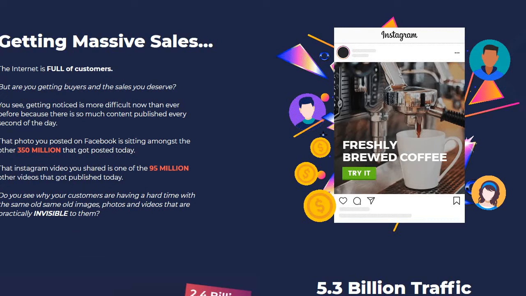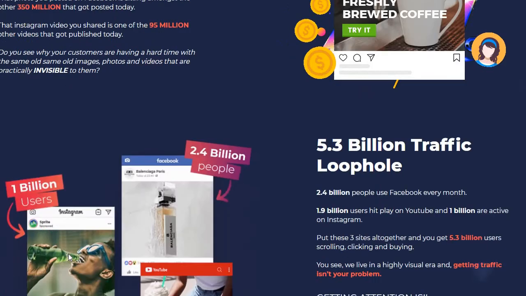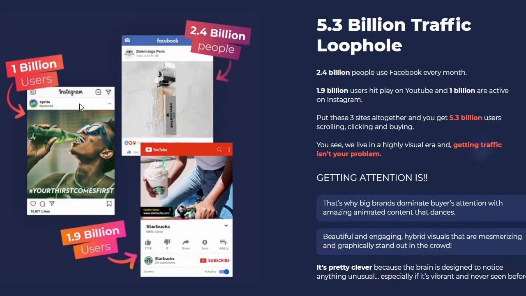The photo you post on Facebook is sitting among the other 30 million that got posted today. That Instagram video is shared among 95 million other videos that got published today. This is the greatness of this tool. These are some of the images and posts created with the help of Video Effects Pro.